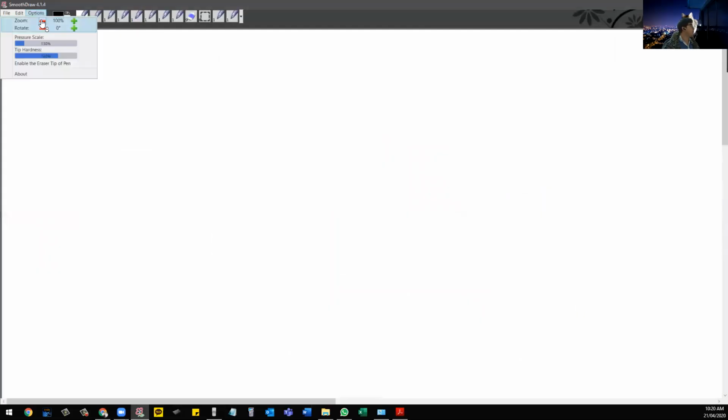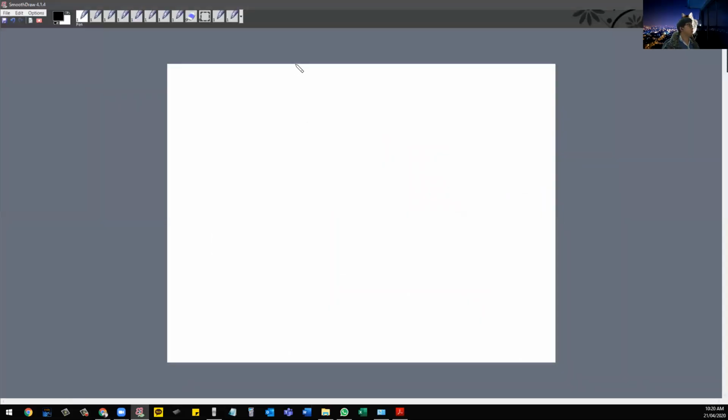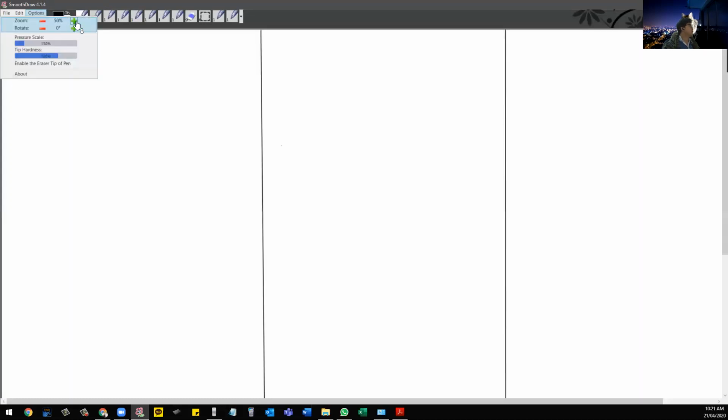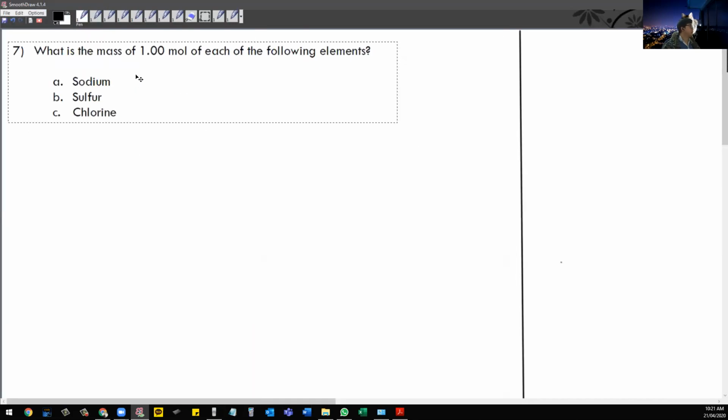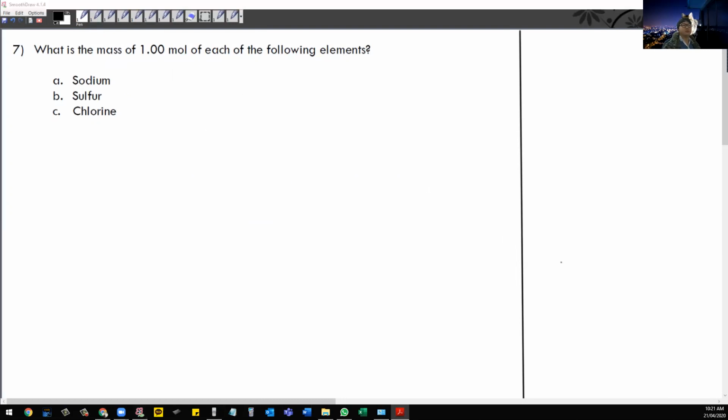Okay, from now it gets really easy. Yeah, this will be less confusing. Number 7, what is the mass of 1 mole of each of the following elements? Just need to look at the periodic table, right? So they're just talking about the molar mass.